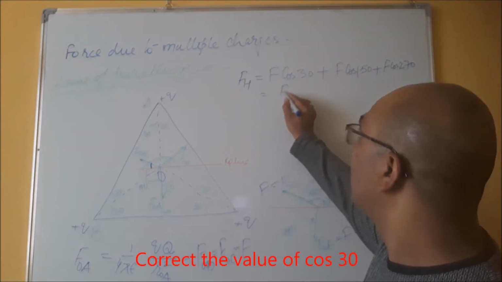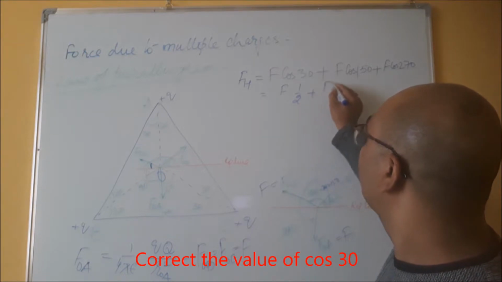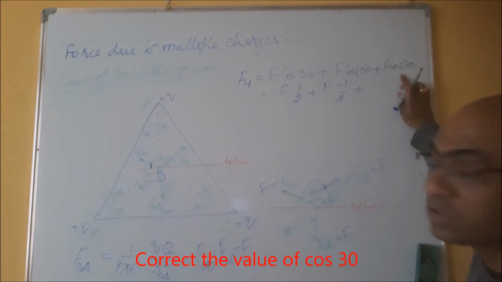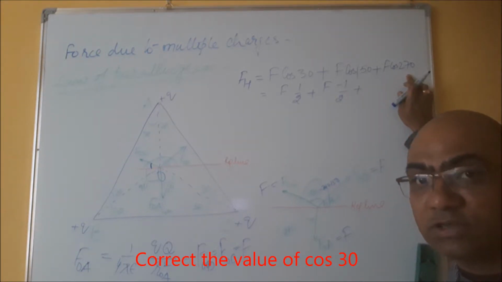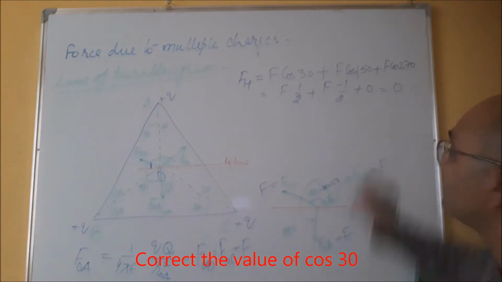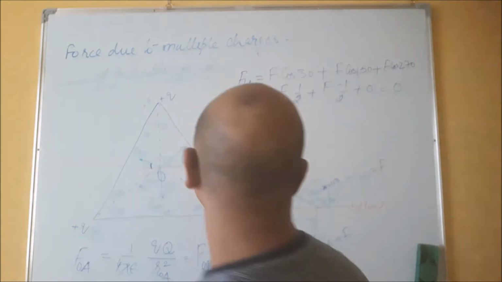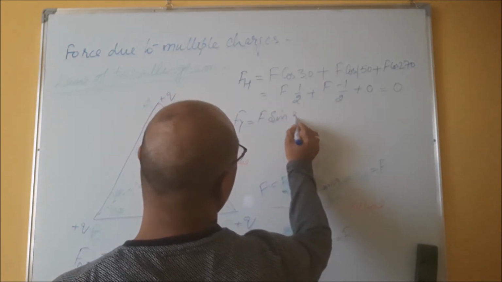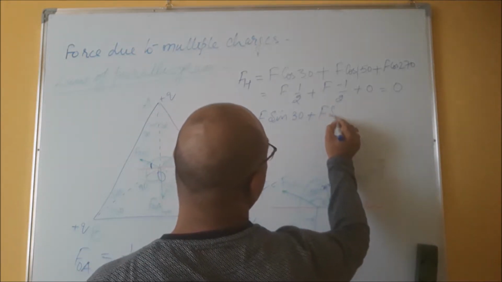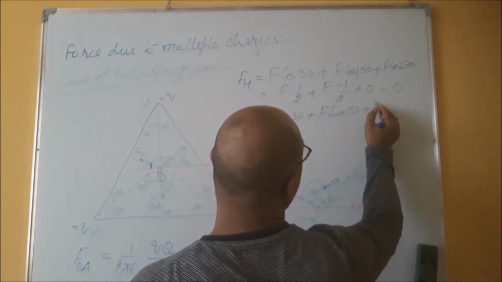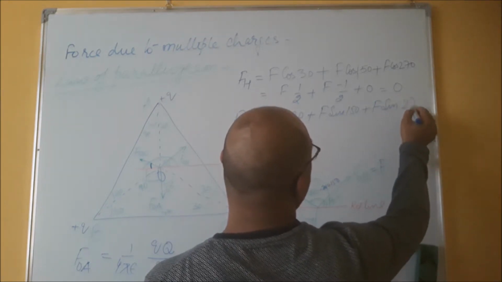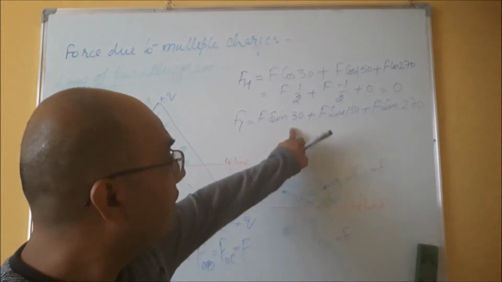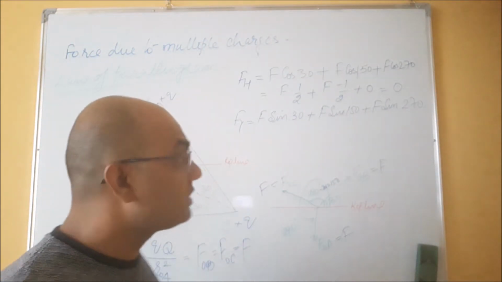So when you solve this, F cos 30 is 1 by 2, F cos 150 is minus 1 by 2, plus cos 270 is 0, so this is 0. So finally when you solve, this will come 0. Okay. Similarly, if I do for Fy, F sin 30 plus F sin 150 plus F sin 270. Now I am taking the vertical components, F sin 30, F sin 150, F sin 270.